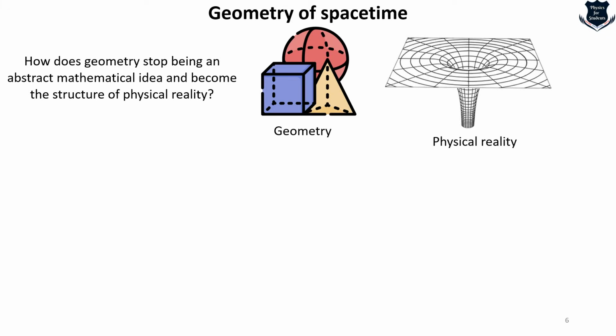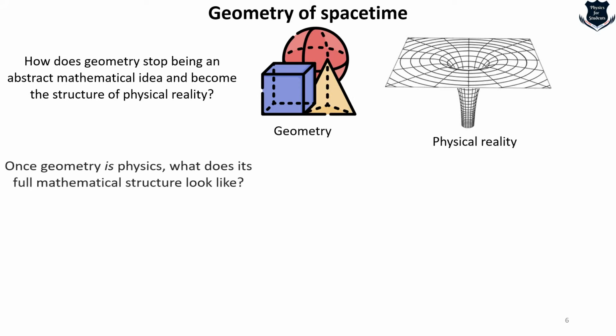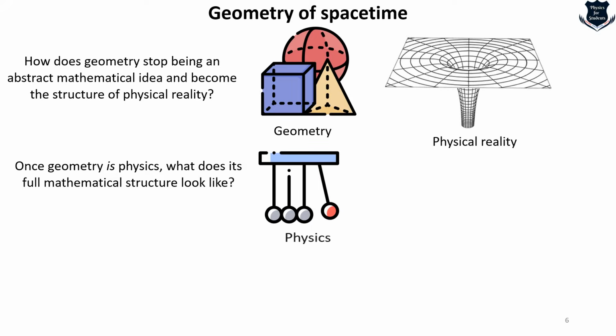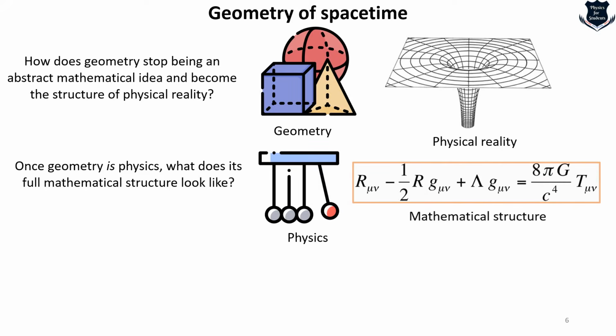The question is: how does geometry stop being an abstract mathematical idea and become the structure of reality? So here we are going to actually learn about manifolds. For example, tensors are the universal coordinates which describe physical quantities, and curvature replaces Newton's notion of force. The second question is: once geometry is physics, what does the full mathematical structure look like?